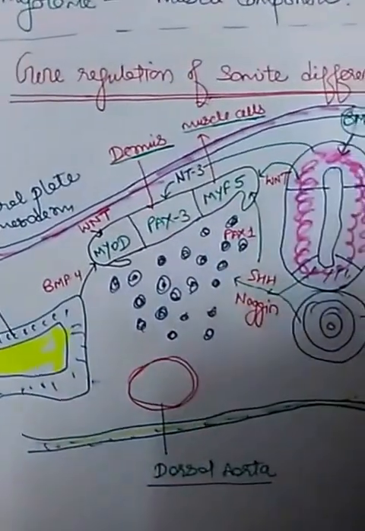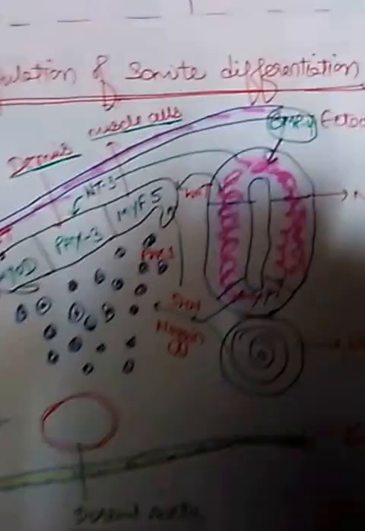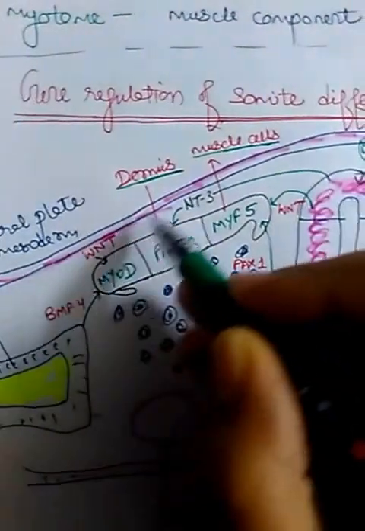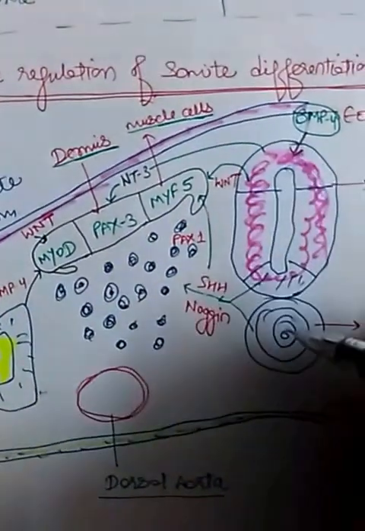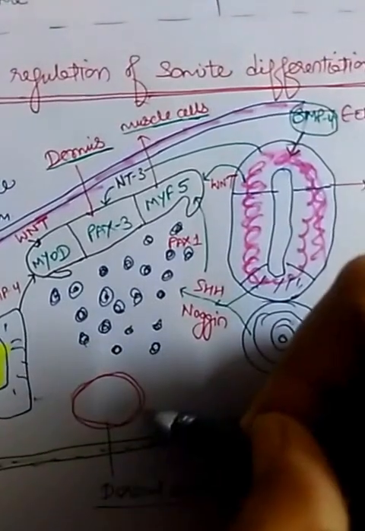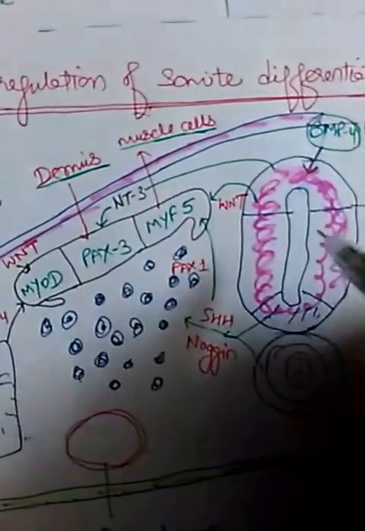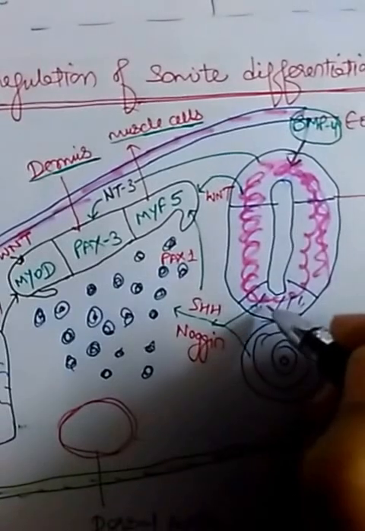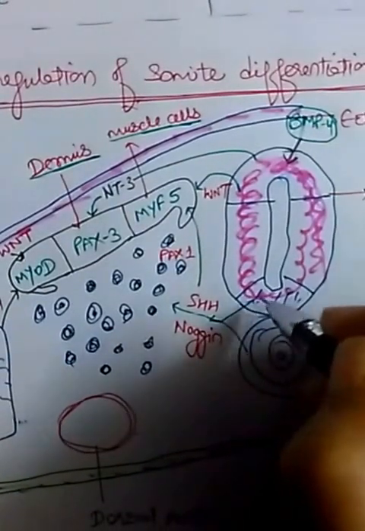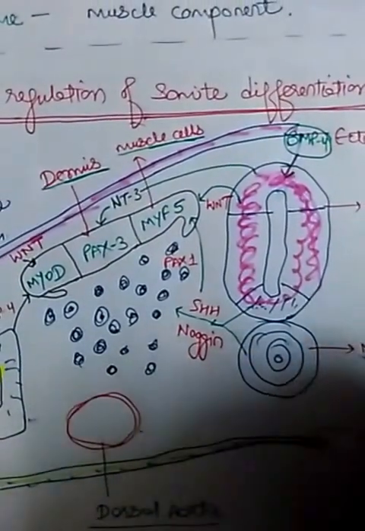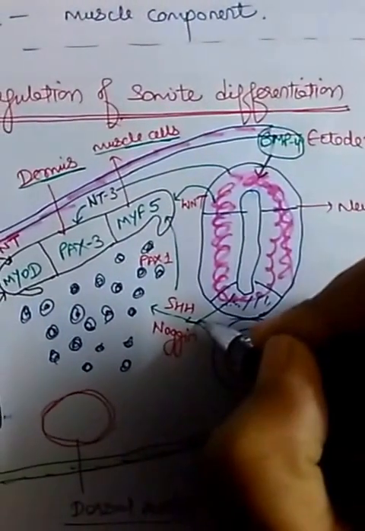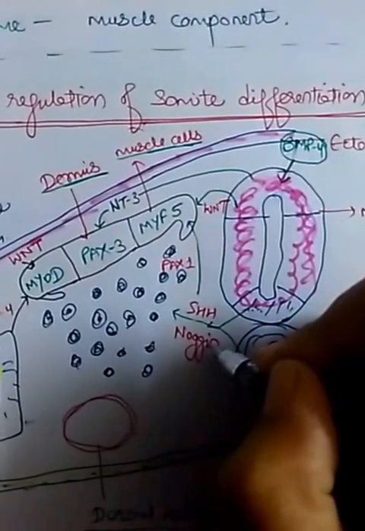Now how are these somites regulated by genes? First of all, you would have thought that this is difficult. This is not difficult. This is surface ectoderm. This is the neural tube. Below that there is the notochord. This is the dorsal aorta primordium. Now see, we had read that from the floor of the neural tube, along with the notochord, two genes arise: SHH, that is sonic hedgehog gene, and the Noggin gene.